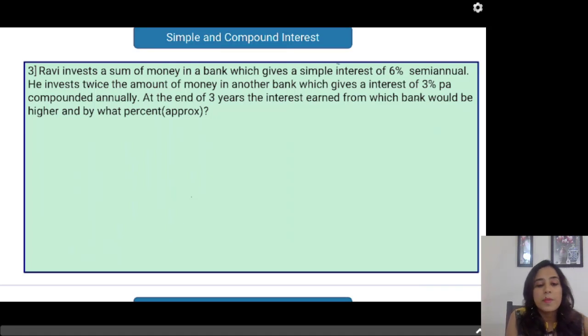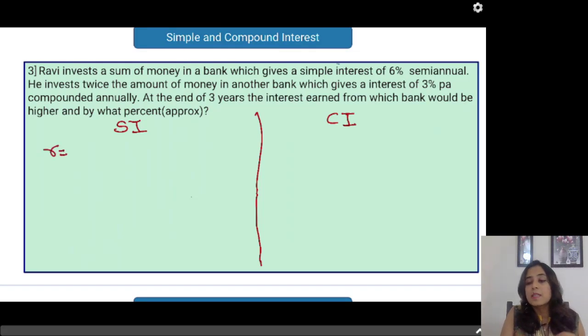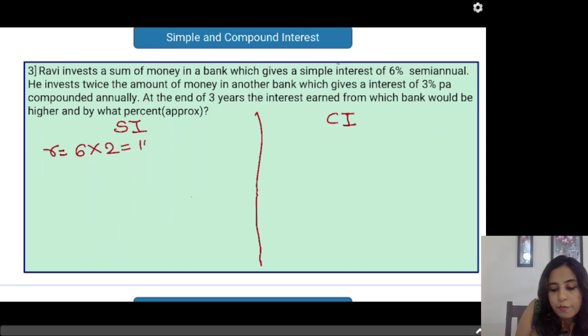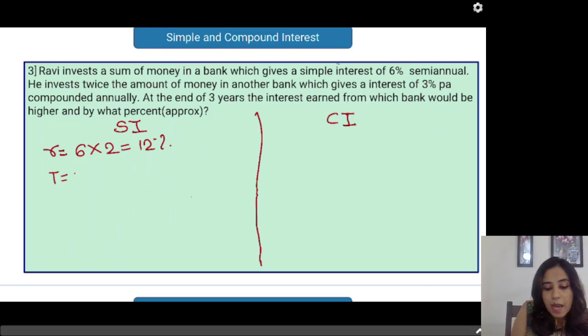Okay, so it is given that Ravi has invested a sum of money in two banks. The first bank is the one which is giving him simple interest, and the second bank is giving him compound interest. So the rate at which the first bank gives him is 6% semi-annually, which means that we have to multiply it by 2 in order to find out the annual rate of interest, which comes out as 12%. Now he is investing the money for 3 years in both the banks.